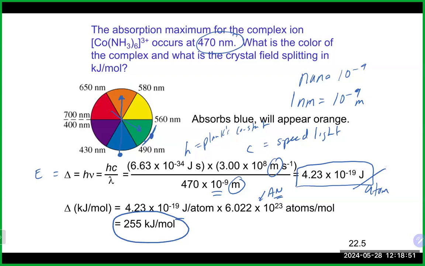So we're basically taking this times Avogadro's number per mole. Those guys will cancel. Any question on that calculation? It's very similar to something we've done previously. And again, this is the way we could calculate the crystal field splitting if we know the maximum absorbance of our complex ion. Any questions on that calculation there?